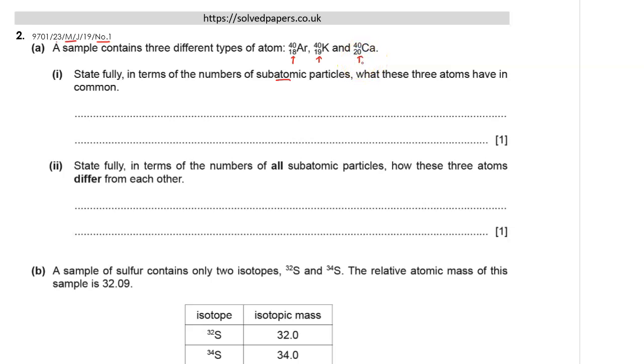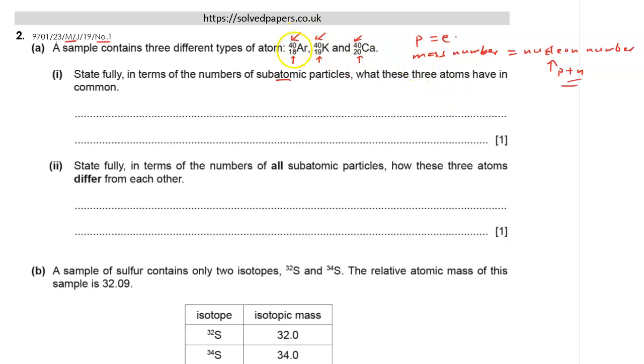Atomic number of calcium is 20. So they have different numbers of protons, and they also have different numbers of electrons, because protons are equal to electrons. But you can see the mass number is the same, 40-40. Therefore, mass number, which we can also call atomic mass, is usually equal to nucleon number. Nucleon number is protons plus neutrons, right?